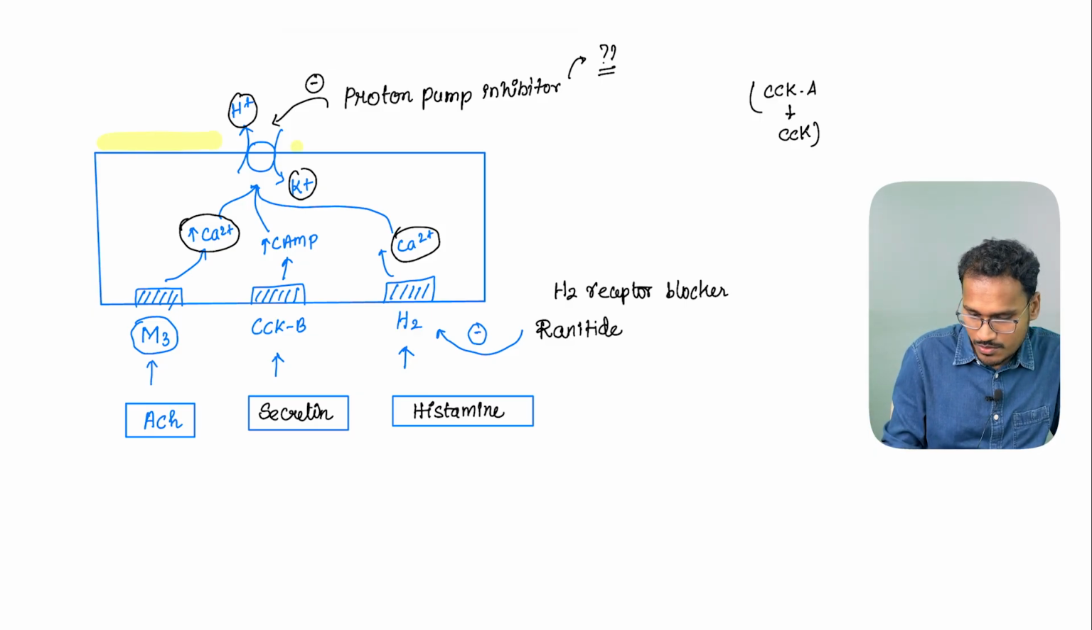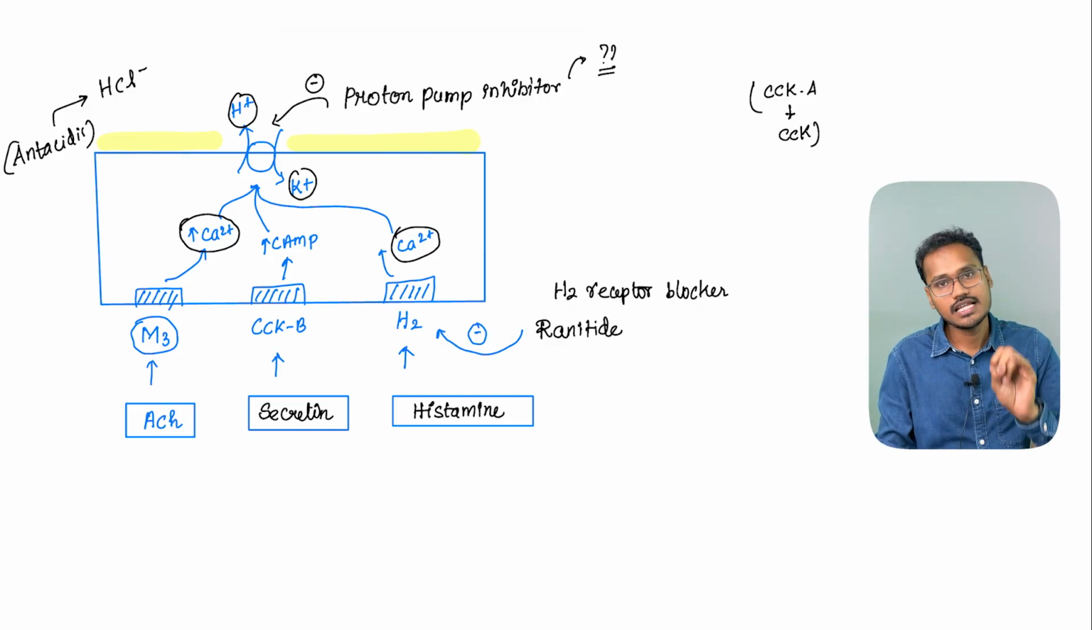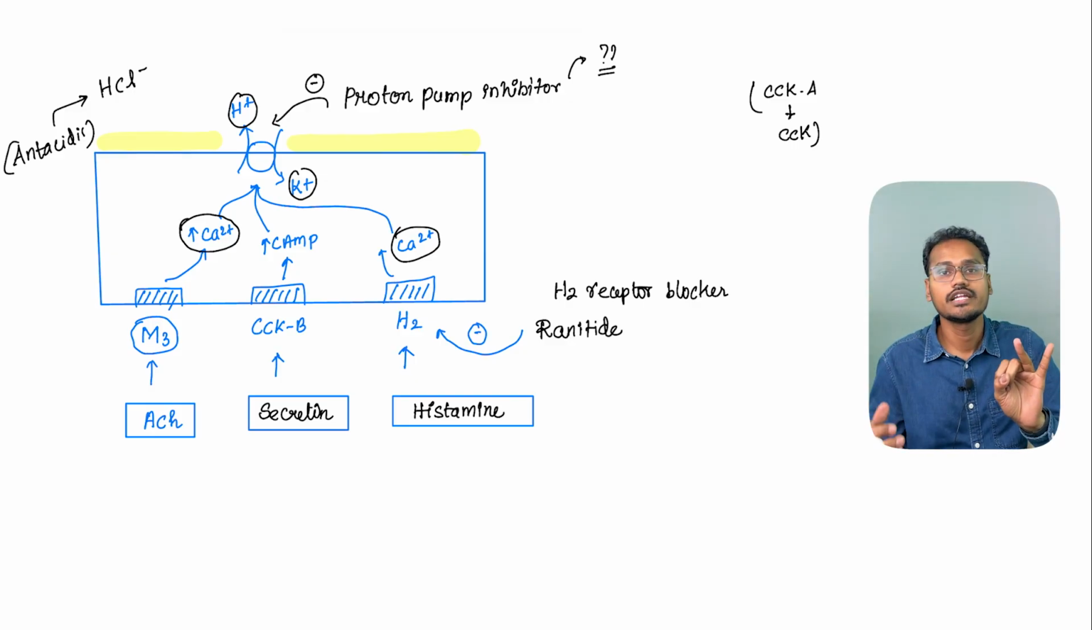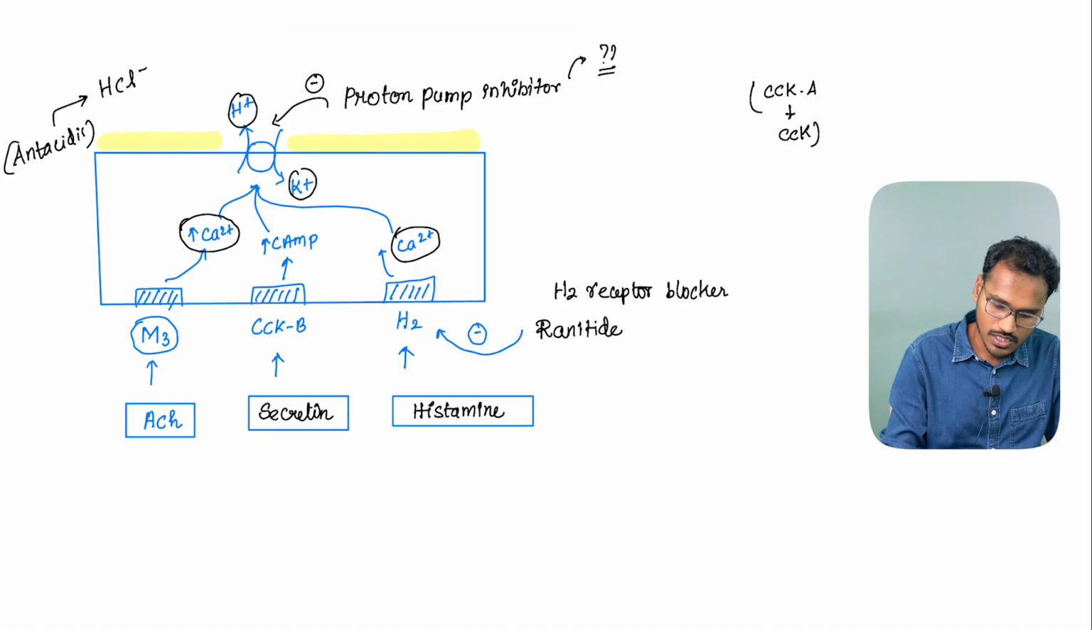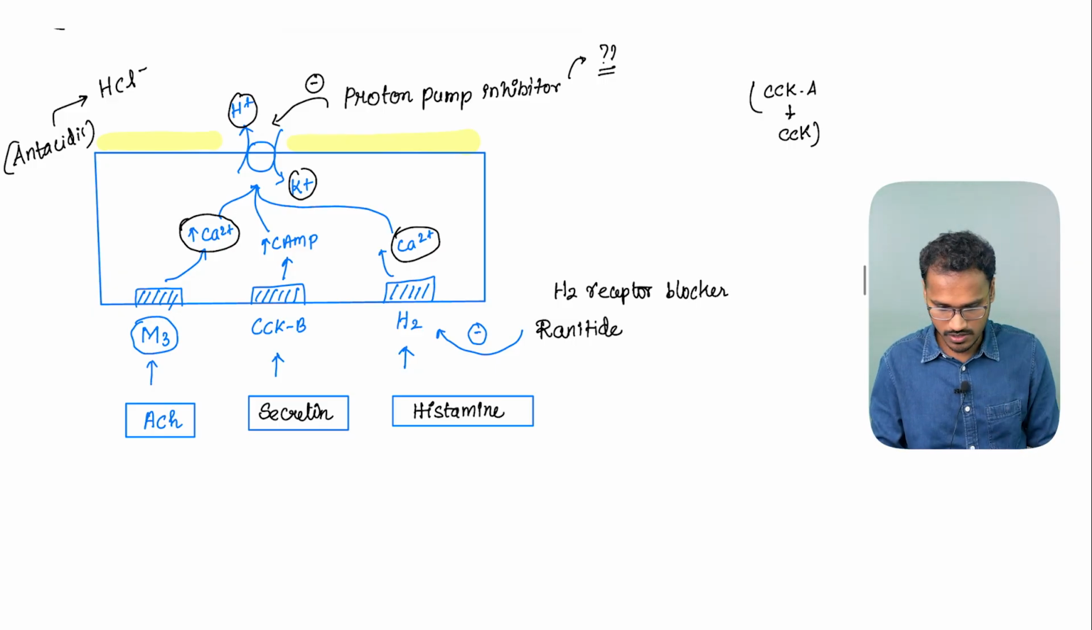And there is some group of drugs for when the HCl is already secreted and I just want to decrease its effect, then we can give them antacids. So for the H plus which is already secreted, antacids will work. For prevention from getting into more secretion, ranitidine will work, and more effectively the proton pump inhibitors are going to work. So this is how the drugs on which the HCl has to be suppressed work.